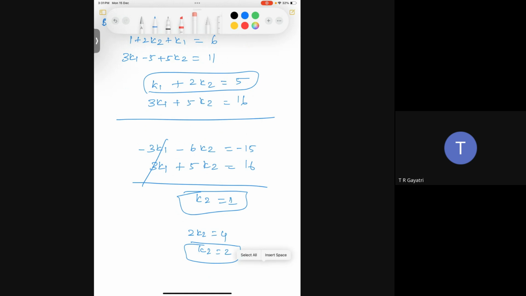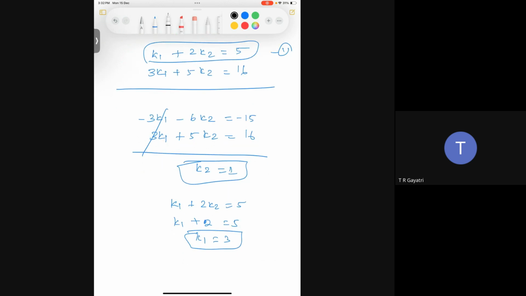Now I found k2. So k1 plus 2k2 equal to 5, the first equation. k1 plus 2 equal to 5, k1 equal to 3, right? Correct? If you have any other answers you are getting, let me know.